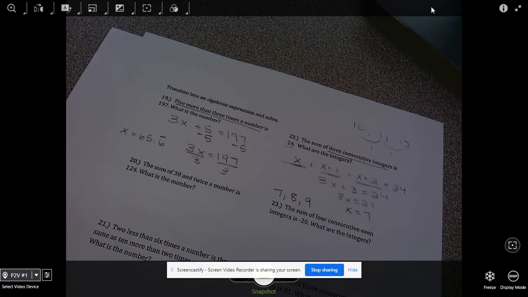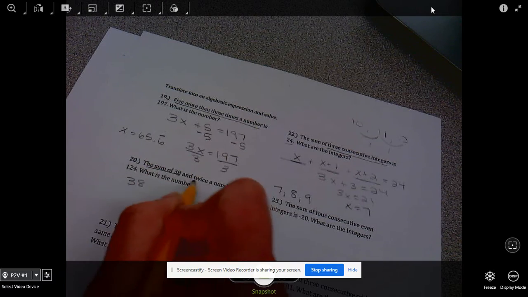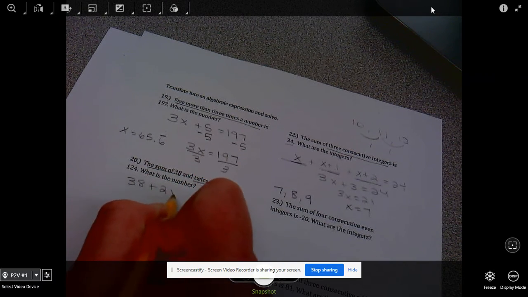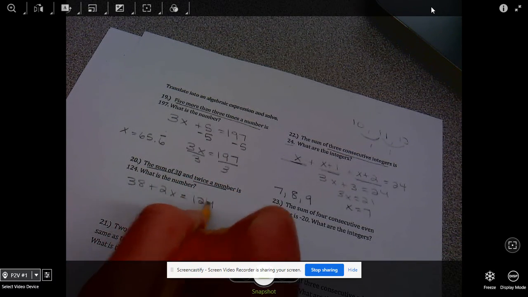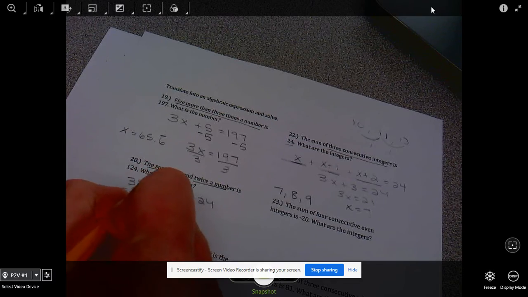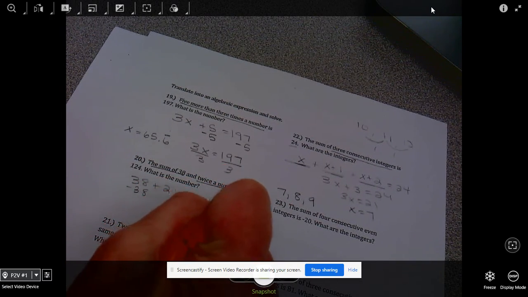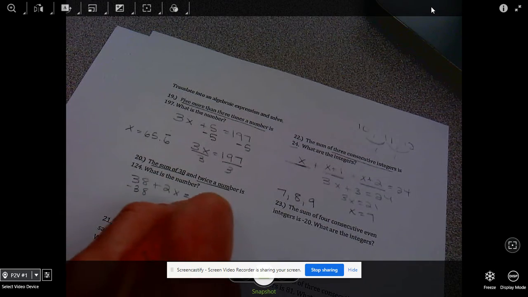20. The sum of 38 and twice a number is 124. The sum of 38 and twice a number is 124. What's the number? So we have to remove 38 from both sides. And divide by 2.